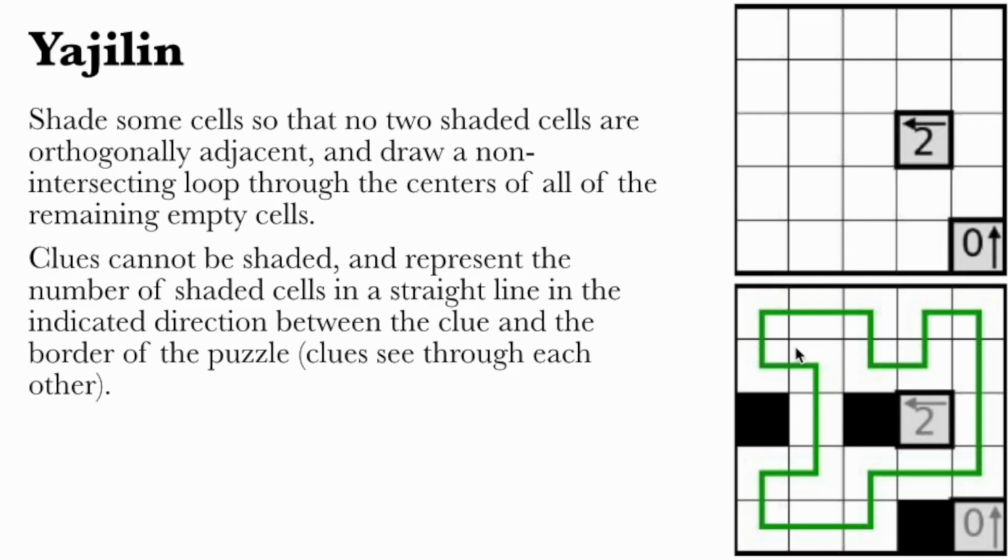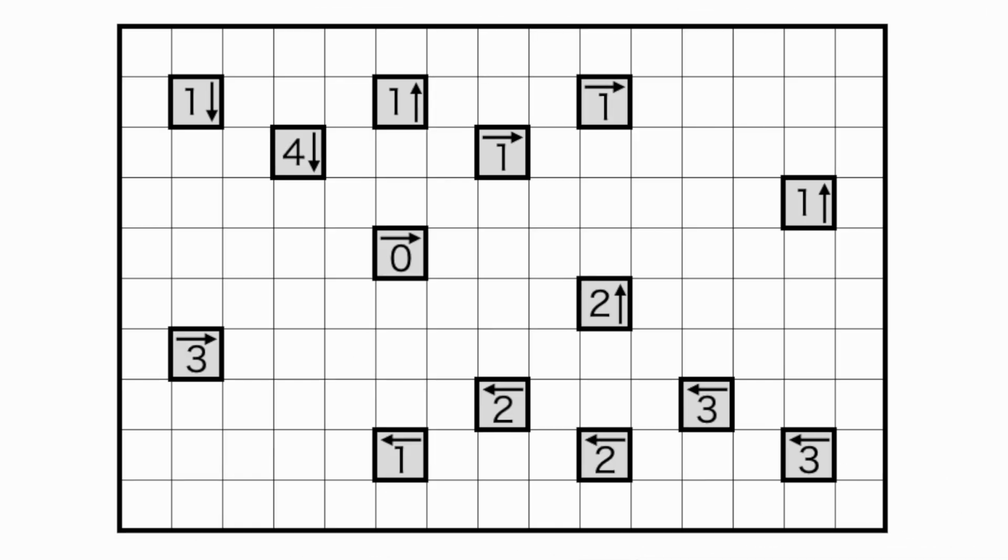But you can see from the example solution that we do have a complete loop that goes through all of the cells, that this clue sees no shaded cells and this clue sees 2 shaded cells. It's okay to have shaded cells that are seen by no clues, like this one right here. Those are the rules of Yajilin, so it's time to solve a puzzle. Today's Yajilin puzzle was set by Shye.